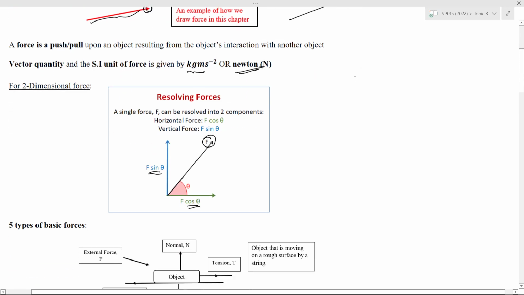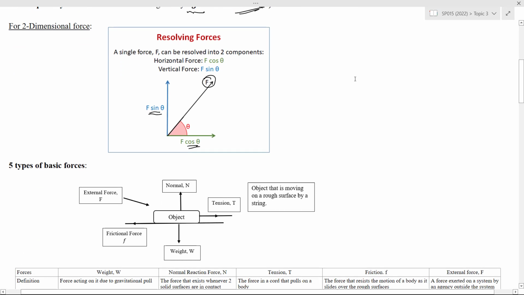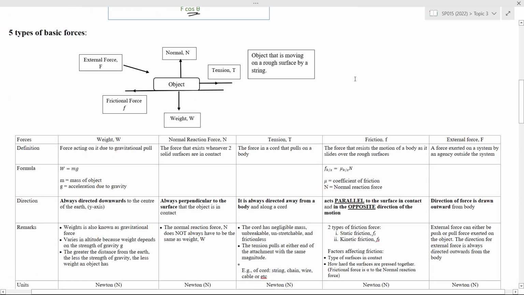Okay. Alright, so macam saya kata tadi, ada beberapa jenis force yang you kena tahu. Okay. So these are the types of forces you need to know lah. We have 5. Okay. We have our normal here, our external, our tension, our friction, and our weight for an object that is moving on a rough surface by a string.